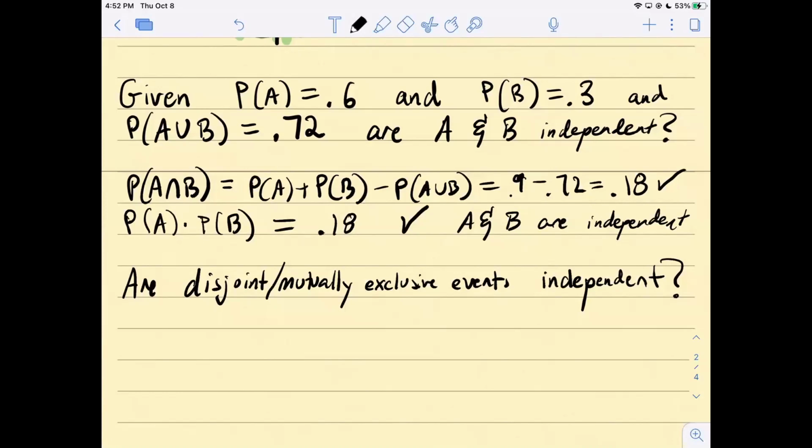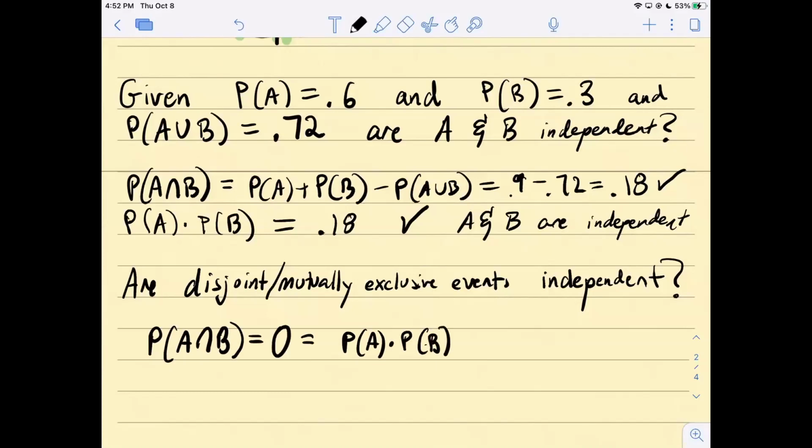Yes, exactly. And so we know that mutually exclusive means they have no overlap at all in common. P of A and B equals 0. Can this ever equal P of A times P of B? What's the only way it can happen? If either of the probabilities are 0.